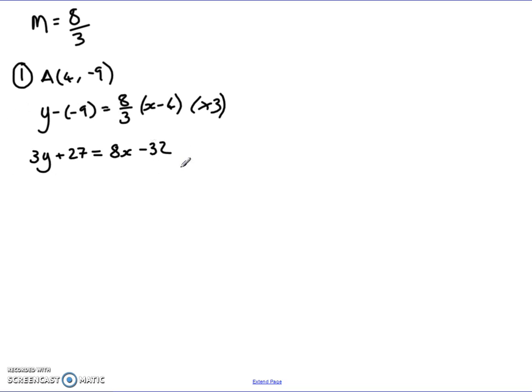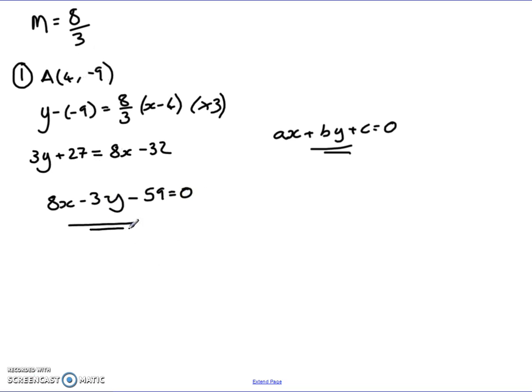Now in a form of an equation like this, the ideal way to write it, instead of y equals mx plus c, would be ax plus by plus c equals 0. This is also an alternative form for the version of a straight line. So let's write this one like that. Take all of this across to this side here, and I'd end up with 8x, take away 3y, I've got then negative 32, take away 27, minus 59, equals 0. So it works out like this when I use the point A.